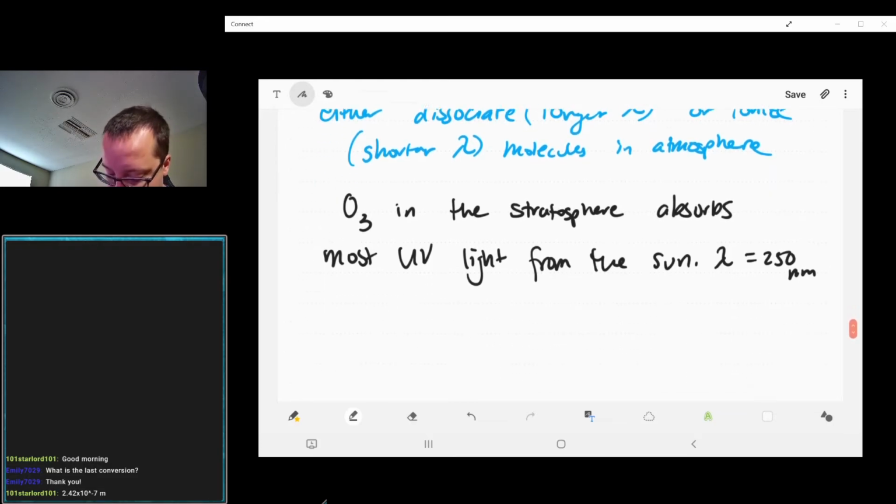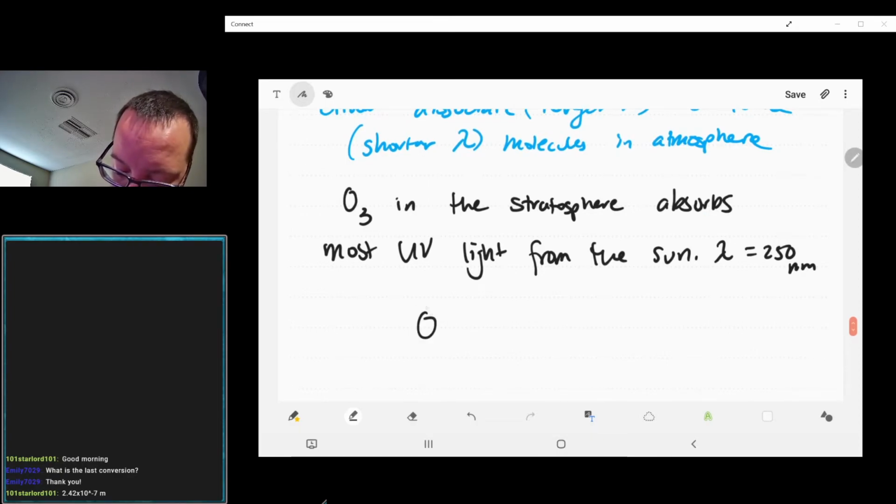So we're going to see here that ozone is typically formed by the following reaction.